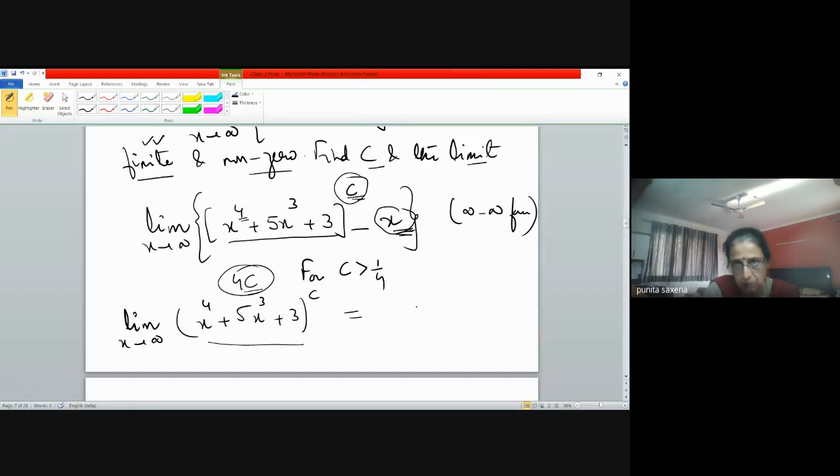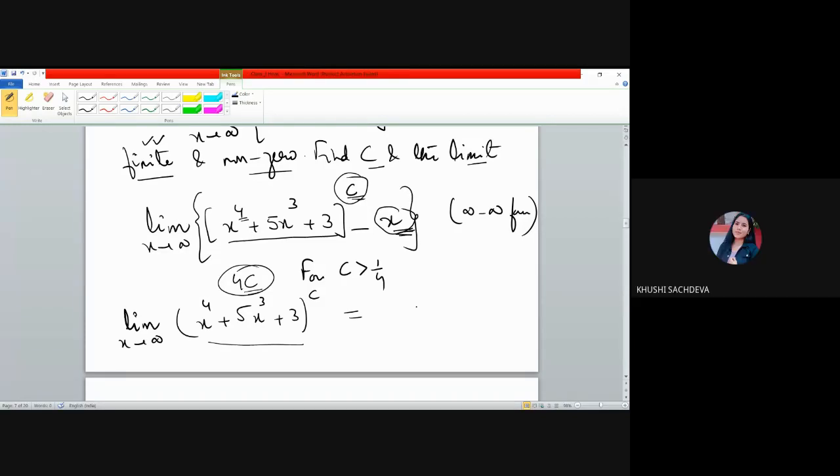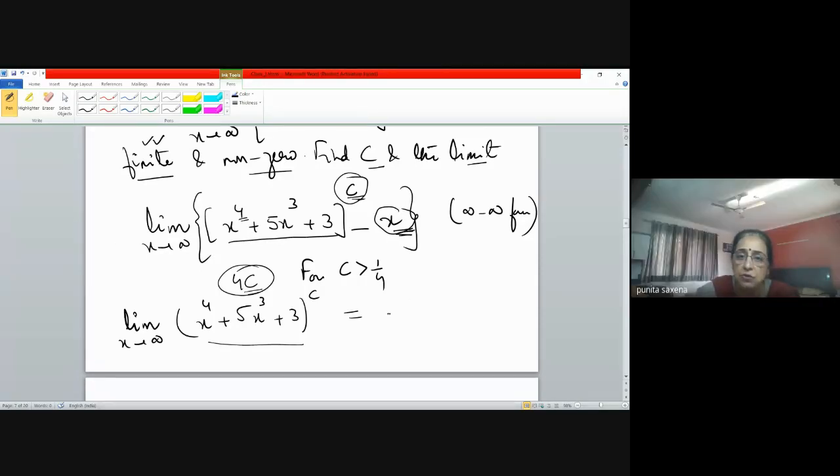Say half ले लो. Half is greater than 1 by 4. है ना? Say 1 ही ले लो. 1 is also greater than 1 by 4. तो क्या लिमिट होगी इसकी? Infinity. प्लस या माइनस? Plus. Okay. So that means this term is going to be plus infinity if c is greater than 1 by 4.